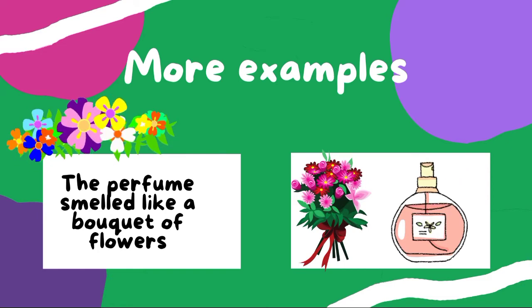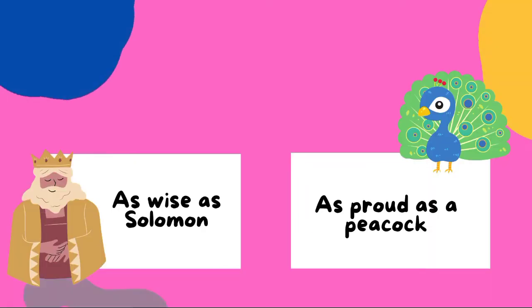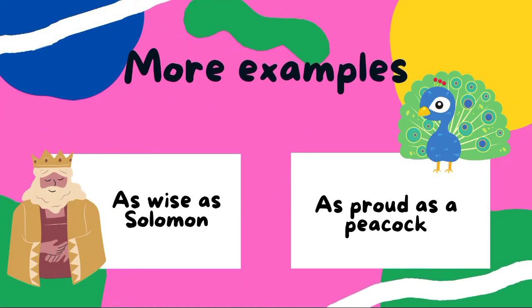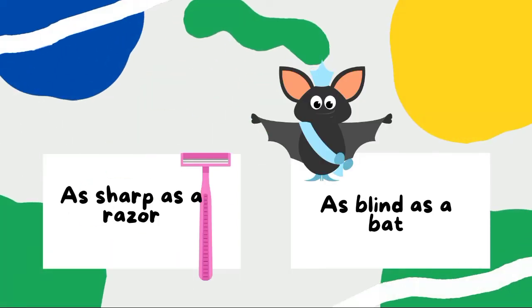More examples of simile: as wise as Solomon, as proud as a peacock, as sharp as a razor, as blind as a bat. Now, I want you to give me your examples of simile as well. Two examples in the comments or in the note section.